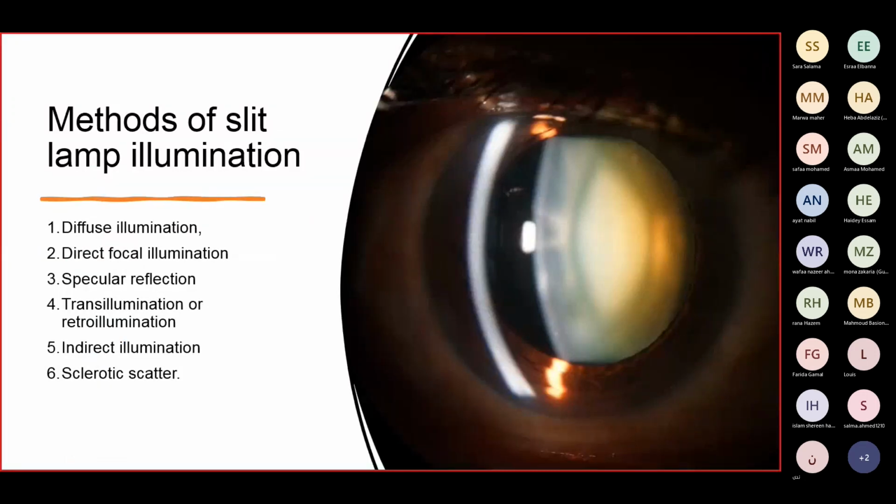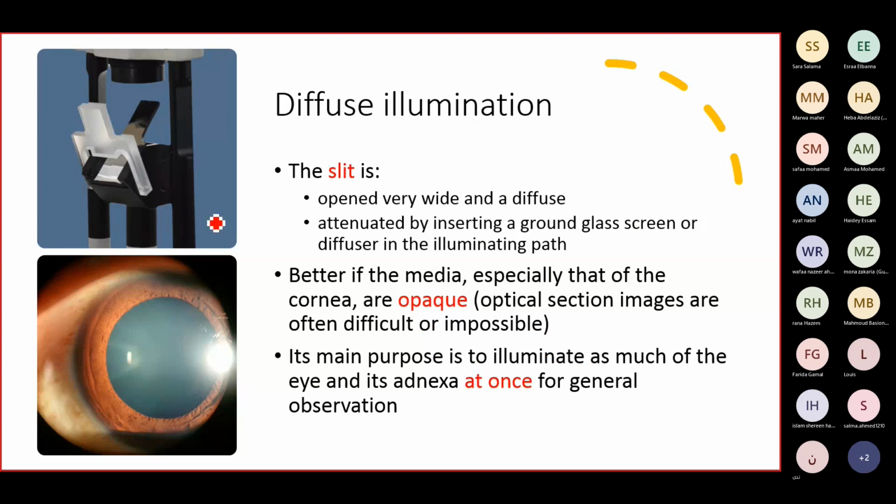You should know about the methods of illumination that you can use with the slit lamp. So the first of them is called the diffuse illumination. You use a wide beam, and you may want to use the diffuser. This is called the diffuser. You lift it up, and it causes the light to be diffused rather than being focused. And it gives a general overview of the eye before starting to examine each eye in detail.